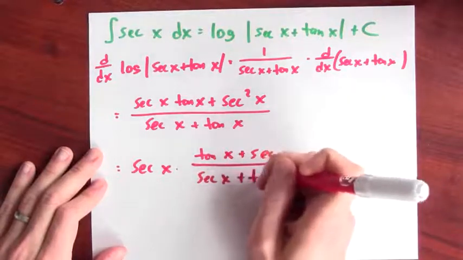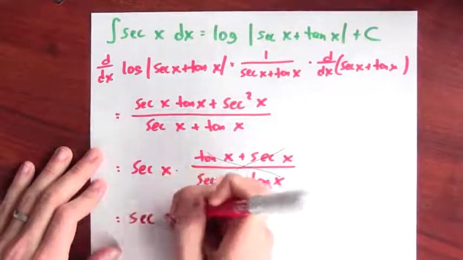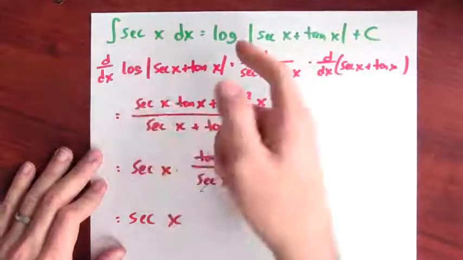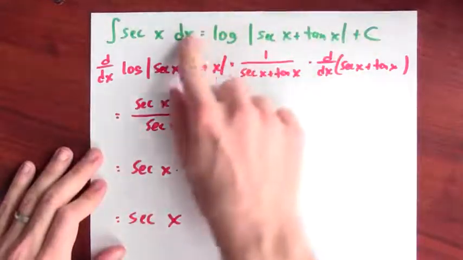I mean, I wrote it in the opposite order. But now this is great. This cancels, and what I'm left with is secant x. So the derivative of this is secant x, and consequently, the antiderivative of secant x is this.